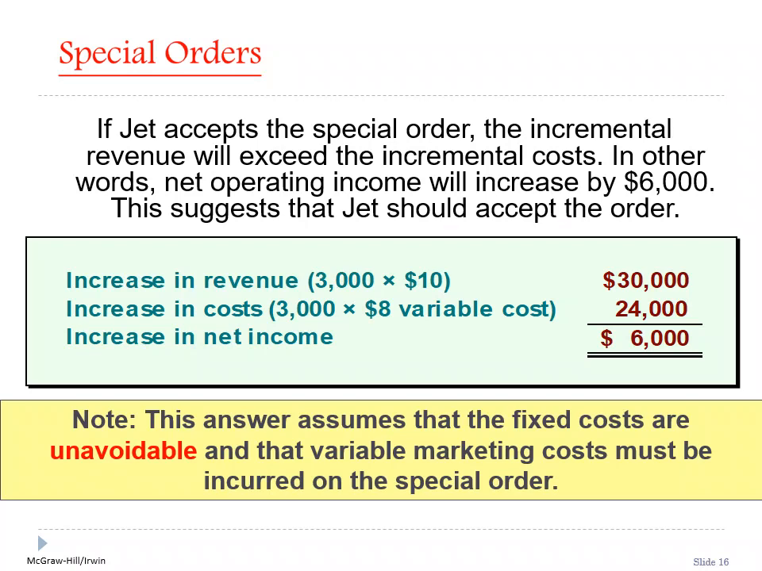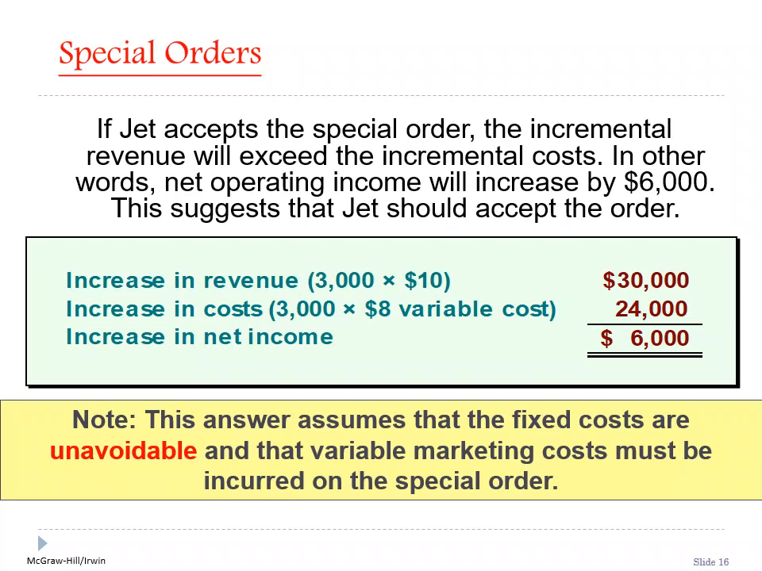the incremental revenue exceeds the incremental costs by $6,000. So the increase in the net income will be $6,000. So our decision, that is, the company should accept the order, because accepting this order will make the company achieve an increase in net income of $6,000.